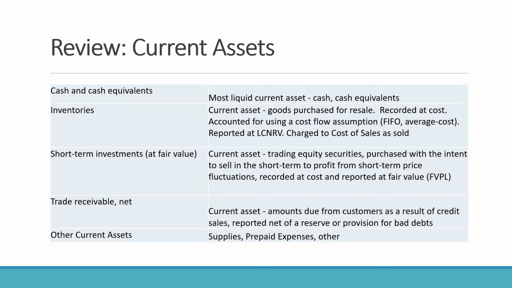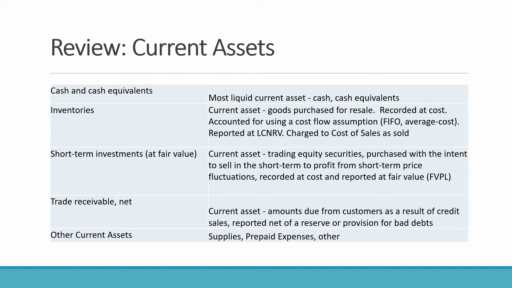Trade receivables are amounts due from customers as a result of credit sales. They are an asset because the future benefit is going to be the cash that we receive. Trade receivables are generally due within 30 or 60 days, so therefore they're classified as current assets. Typically, we're not going to collect all of our receivables, so these are going to be reported net of a reserve or a provision for bad debts or uncollectible accounts.